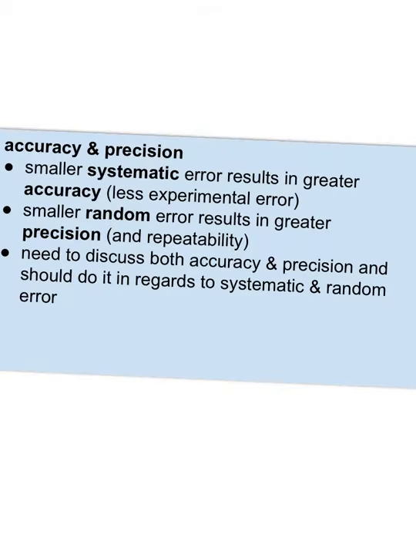The smaller the systematic error, the greater the accuracy. So systematic error impacts you getting the expected or correct result. Smaller random error results in greater precision, which is your repeatability. So systematic error feeds into your accuracy and how much experimental error you're going to have, whereas random error determines the precision or repeatability of your experiment. Remember, accuracy is being close to your target or expected value, whereas precision is getting consistent results. And of course, we want both.